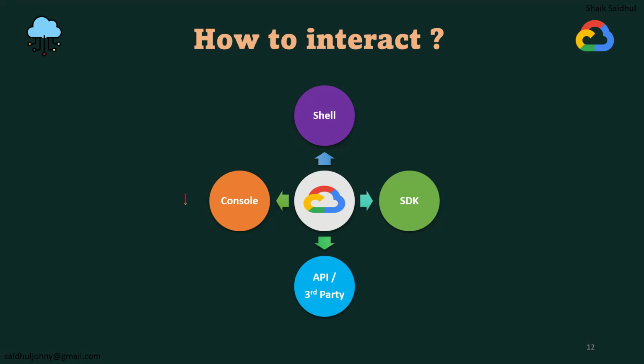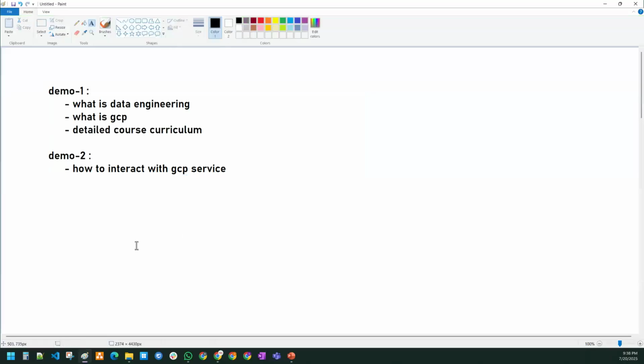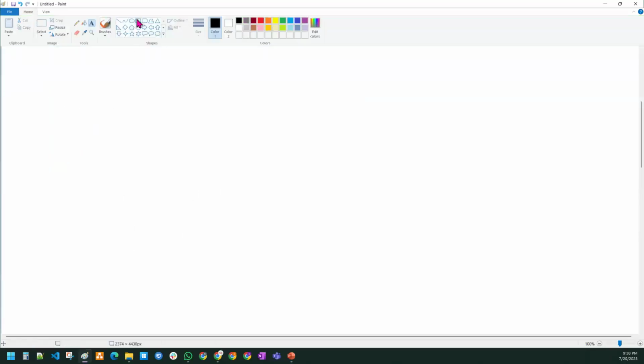So one, console. Second, cloud shell. Third, SDK. Fourth, APIs and third-party tools. In today's session, we are going to understand each and everything in a deep way, so that you guys can understand how to interact with each method in detail. So let us try to understand. What is the first method of interacting with the GCP services, guys? Tell me.